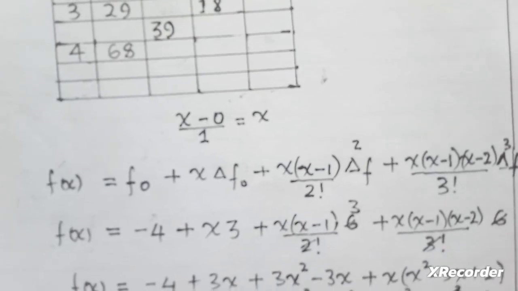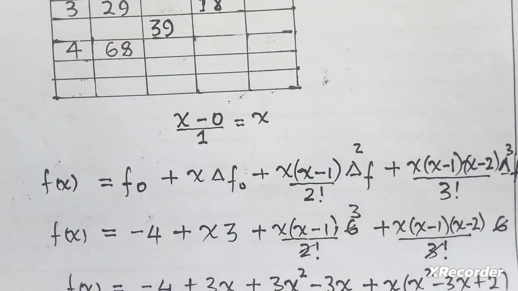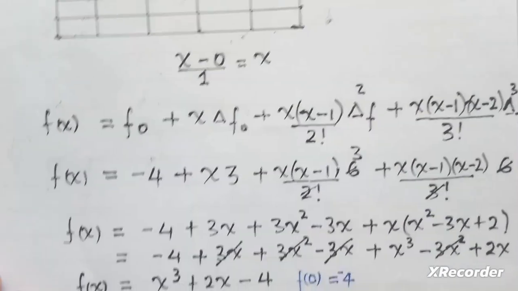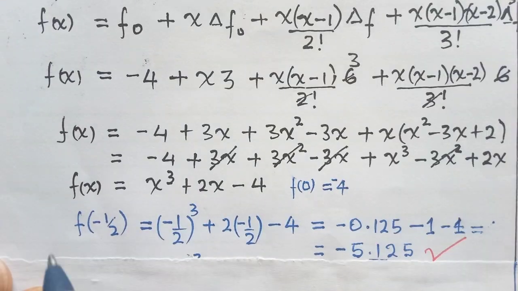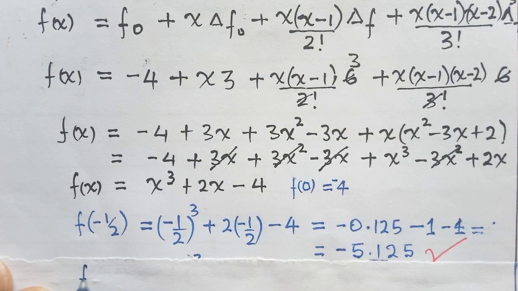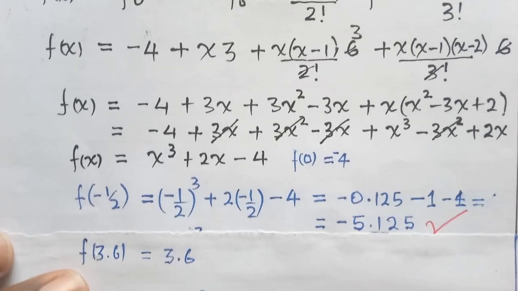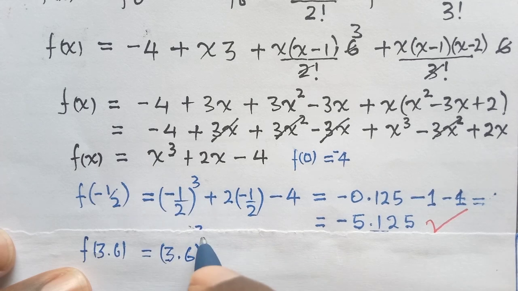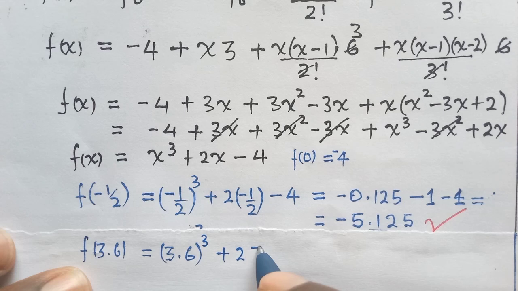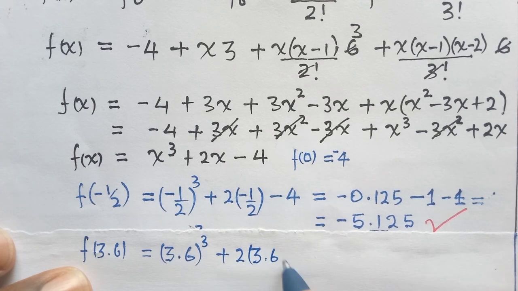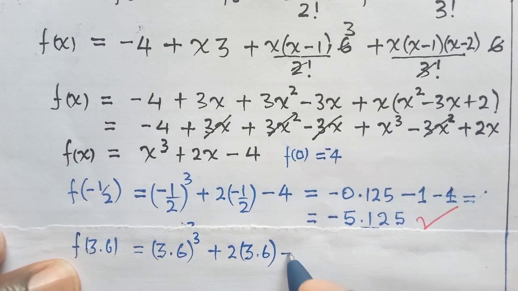Then we go to 3.6. So let's see what we get for 3.6. Now, guys, for f(3.6), that one is going to be equal to 3.6 cubed plus 2 times 3.6, now minus 4.